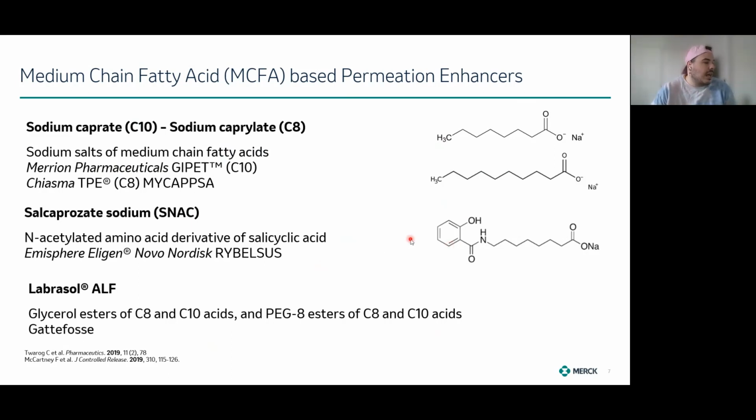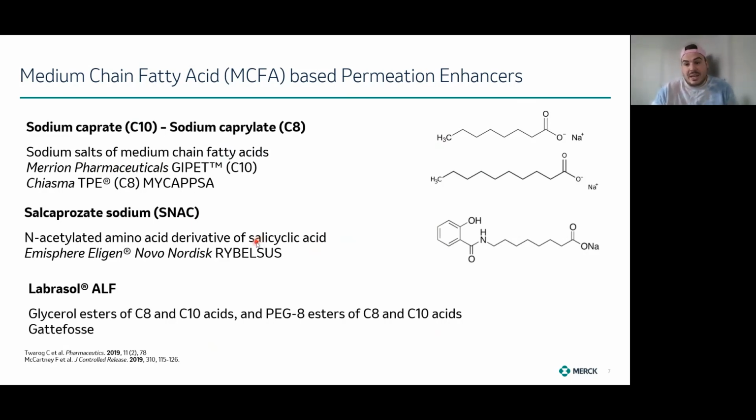So SNAC is a medium chain fatty acid derivative, here as you can see, of salicylic acid. And this was originally Emisphere's Eligen technology. So you'll see that a lot of these permeation enhancers had other companies, formulation-based companies typically, who developed the technology, and then other companies would license it, or in the case of Novo Nordisk, licensed it and then eventually bought this technology. So they used this for their Rybelsus formulation, which came on market around 2019 also.